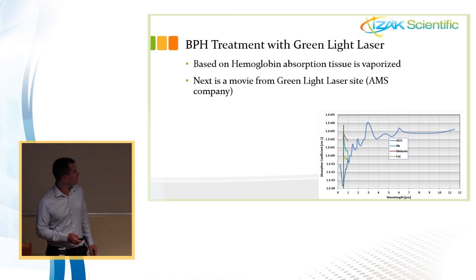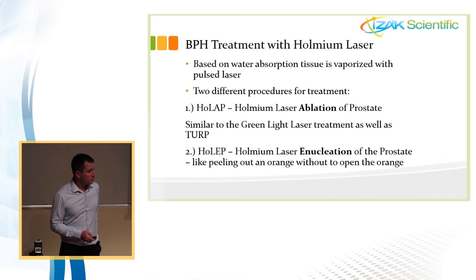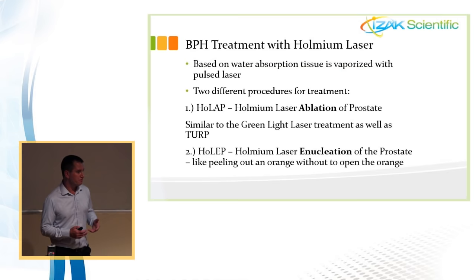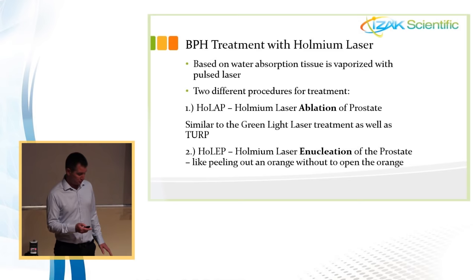One of them is called HoLAP, which is Holmium ablation of the prostate, and it's similar to the TURP. It's very important that the physician will learn it very fast and will not have a long learning curve, which would reduce the number of surgeons that use it in practice. Also, the fiber fires to the sides, similar to what we see with the green light laser.